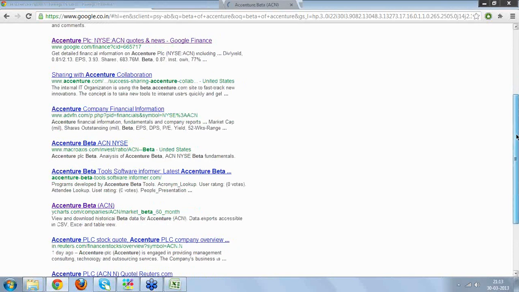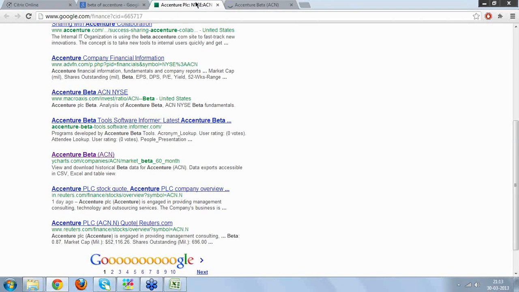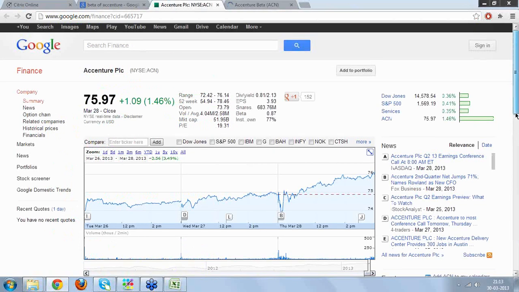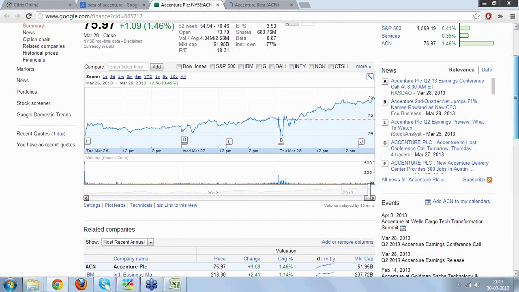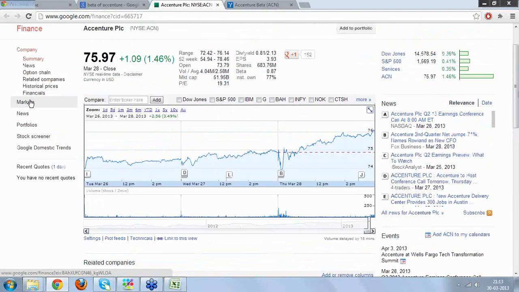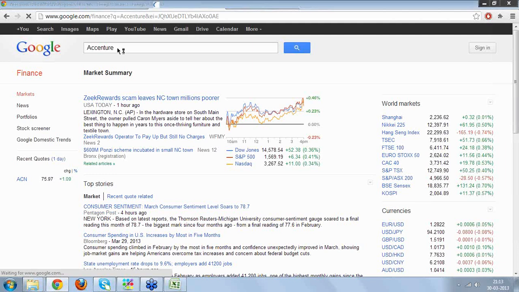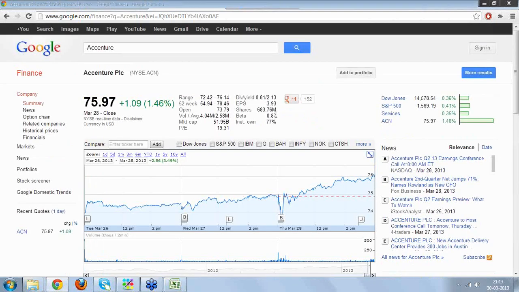Keep typing your questions in the chat box. I'll look at them in the next 10 minutes. Meanwhile, just so that I complete the topic, this is one place where you can look for the number of shares outstanding. You can also look for beta here. Say it's Accenture. Here you can see beta 0.87. So they have listed beta here.